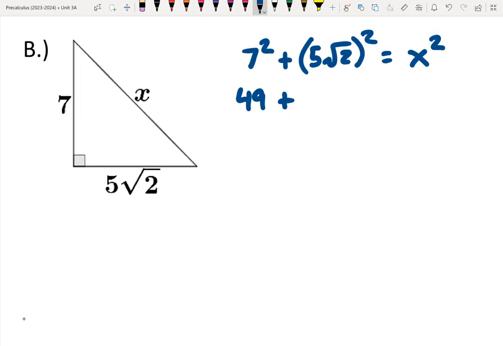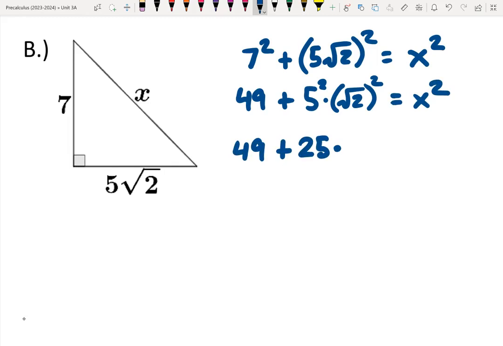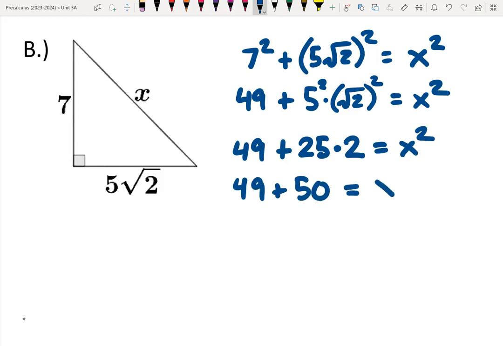It would, but we also have to square the 5. So think about that, we would square each of those. So I'd have 5 squared times square root of 2 squared. And like Dean said, what happens to the square root when I square it? Cancels out. So we're actually left with 49 plus 25 times 2. And what is 25 times 2? 50. So we have 49 plus 50, and what's 49 plus 50? 99. So we have 99 equals x squared.